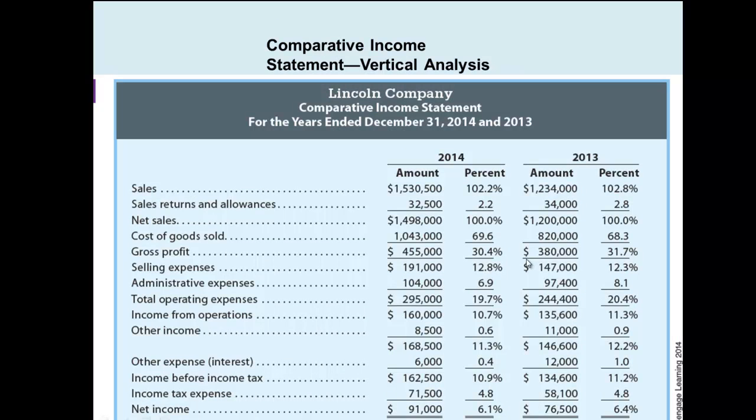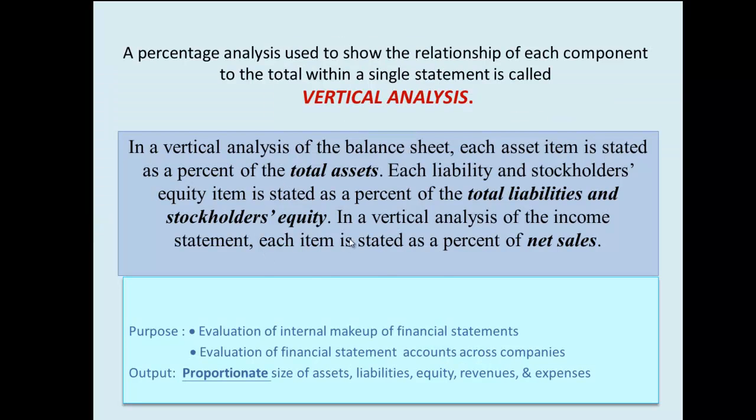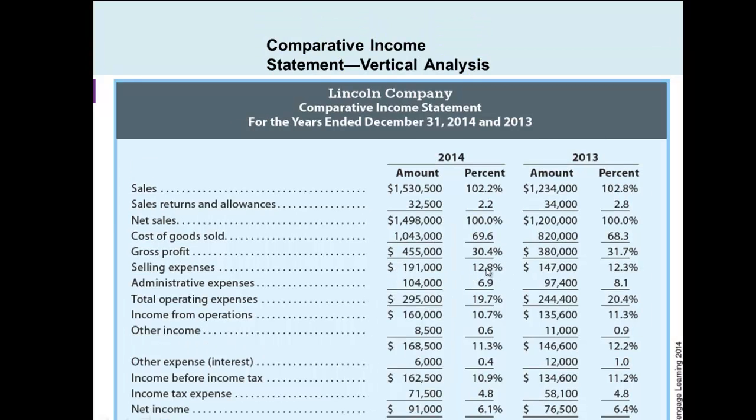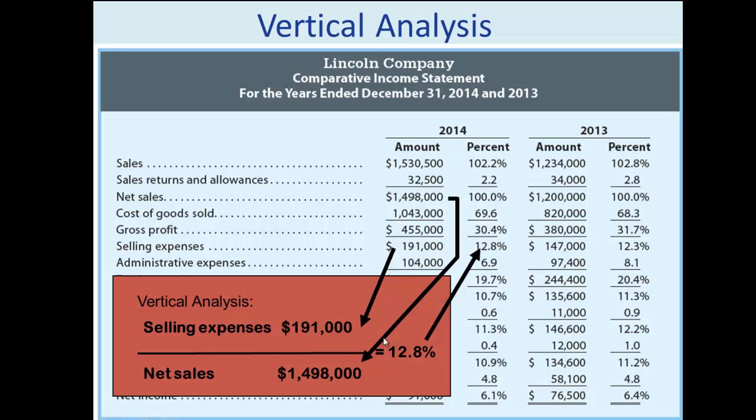We can take a look here at the vertical analysis of the income statement. Notice here everything is based on net sales, 100% of net sales, right? Not sales, but net sales. Let's go back a couple screens and take a look. In a vertical analysis of the income statement, each item is stated as a percentage of net sales. So for example, if we want to figure out where this 12.8% came from, we look at our net sales, put them in the denominator, and put whatever item we're looking at in the numerator. In this case, we're looking at selling expenses, and we get 12.8%. This is 102.2% of net sales because our sales are going to be larger than net sales, since we have to subtract out our returns and allowances.